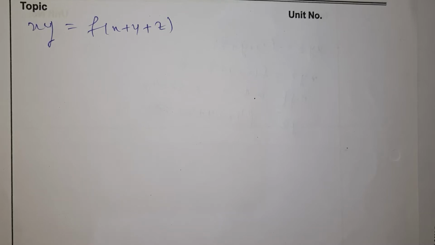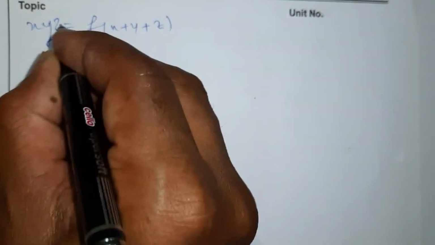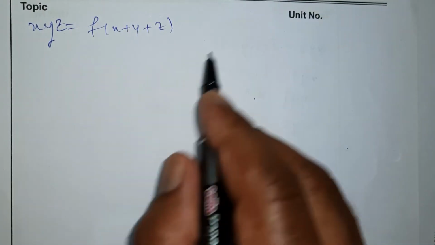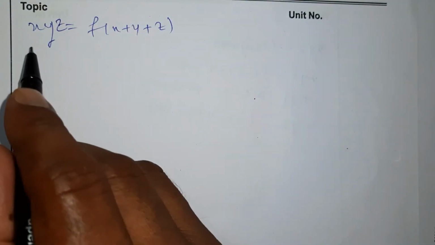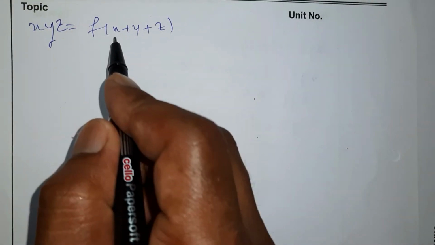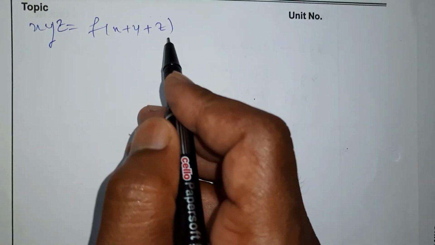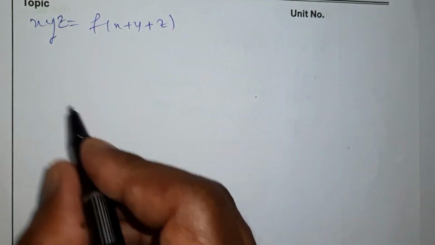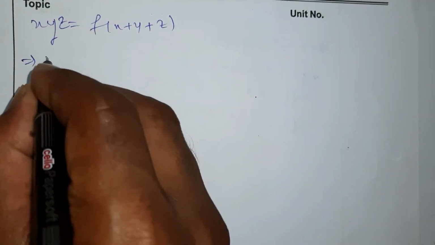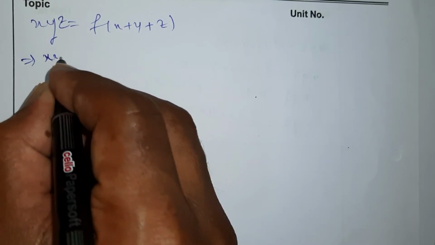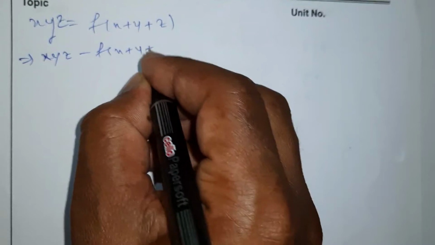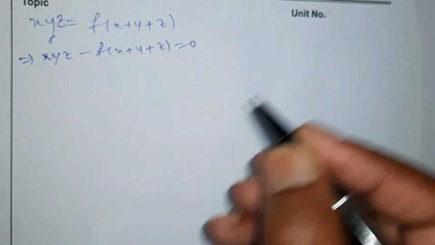So here one example I have written. Form a partial differential equation whose solution is xyz equal to f of x plus y plus z. So here first write it down in proper way, in equals 0 form. So here I write xyz minus f of x plus y plus z is equal to 0.